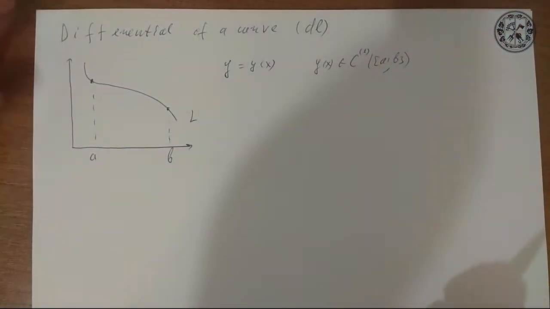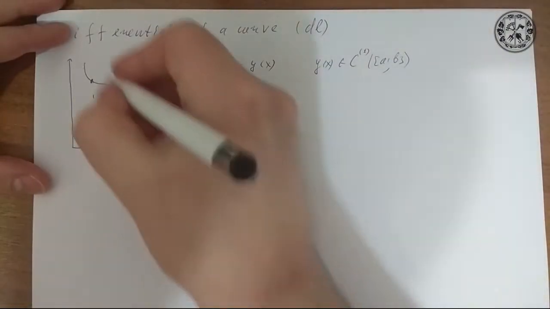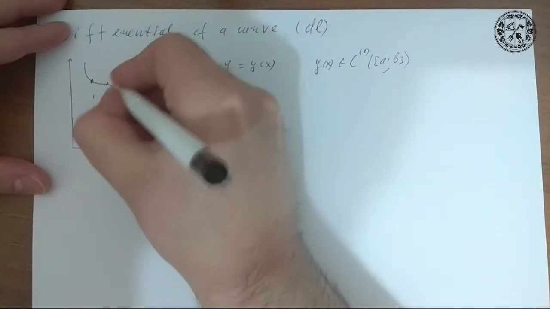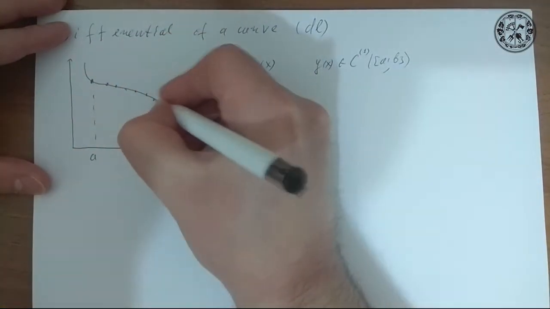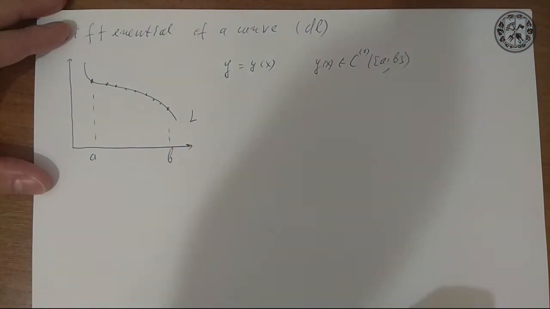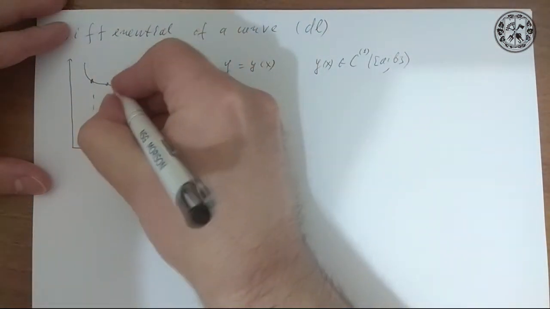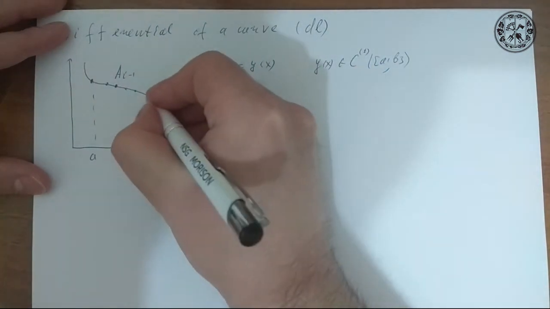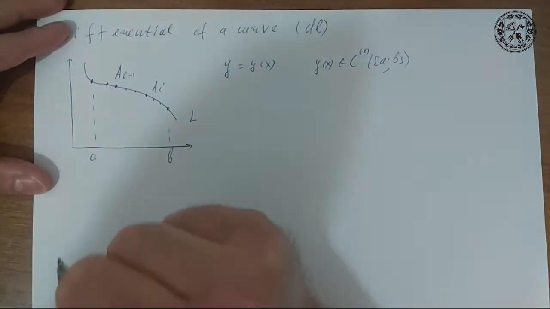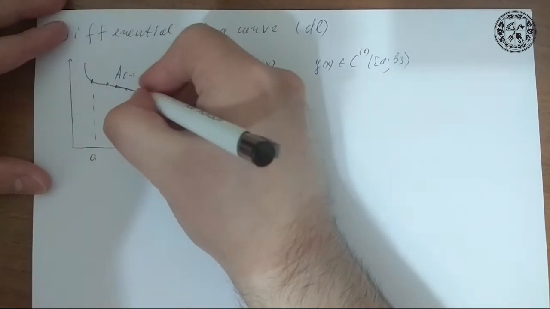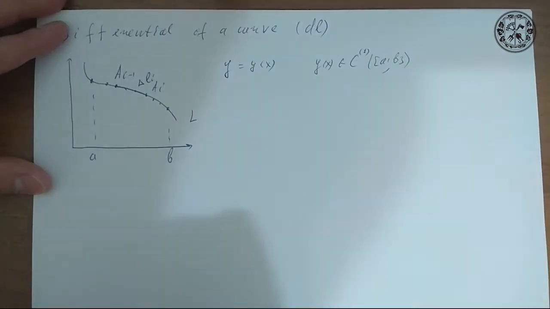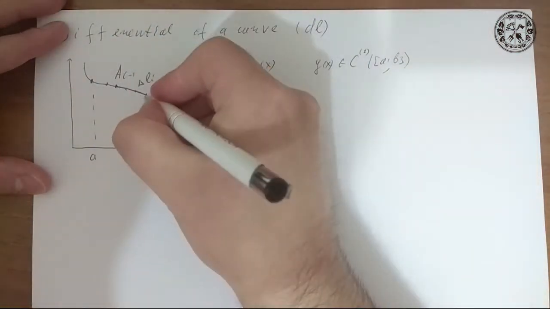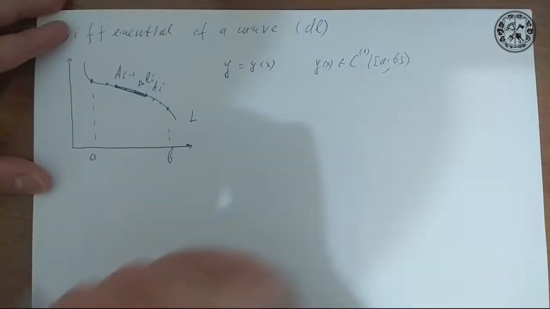Let us split this curve L by n elements using points ai. So we split this curve and we get a i minus 1 here and say ai here. We will get delta li and some line connecting these 2 points.